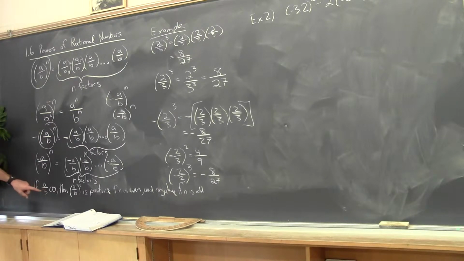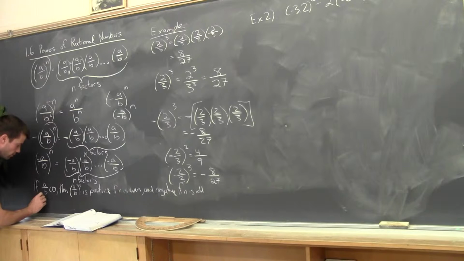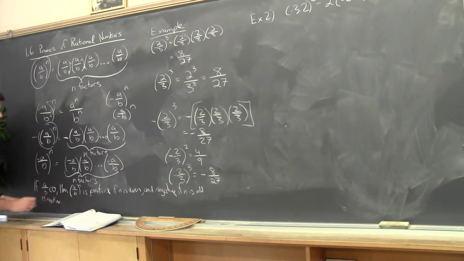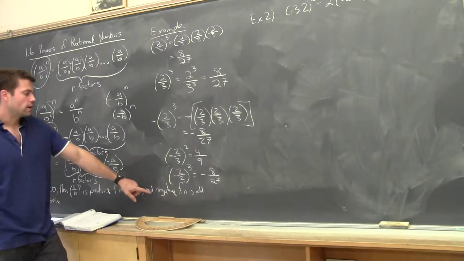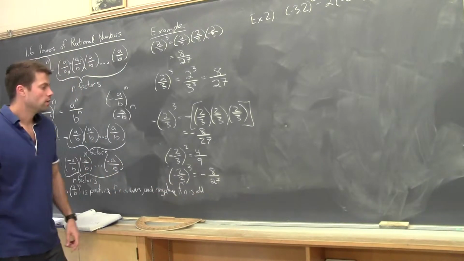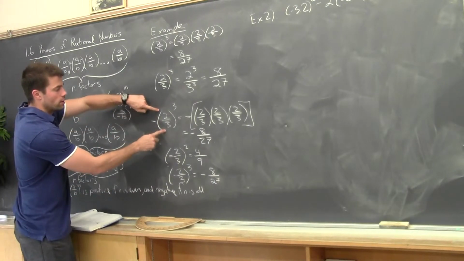So if a and b is less than 0, so in other words, if a and b is negative, that's all this is saying. If a and b is negative, then a over b raised to n is positive if n is even, and negative if n is odd. Okay, and that's an example right here.